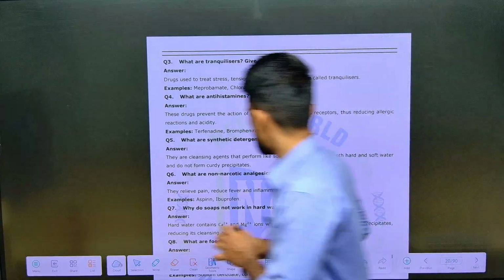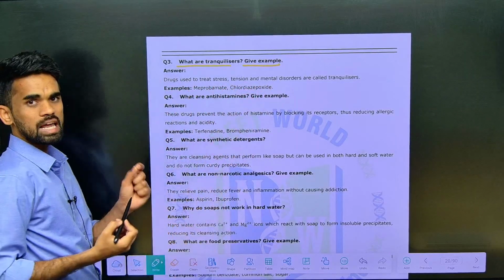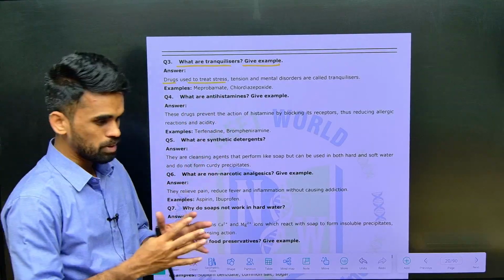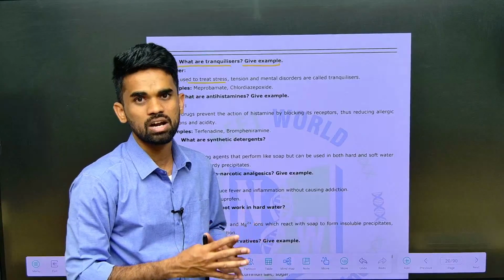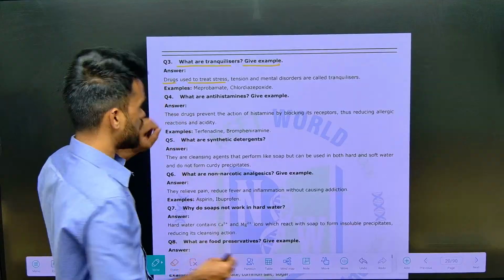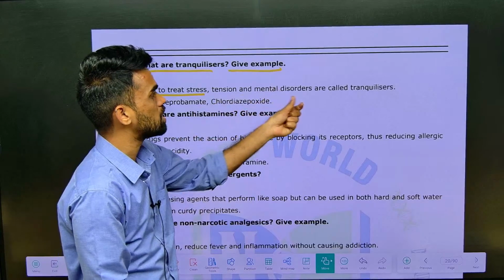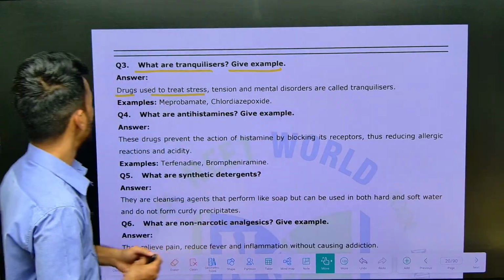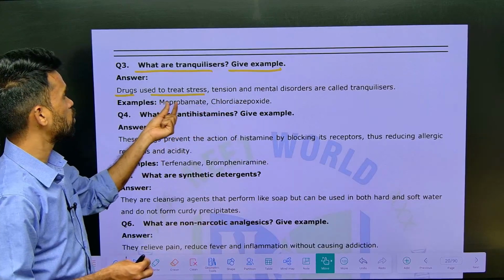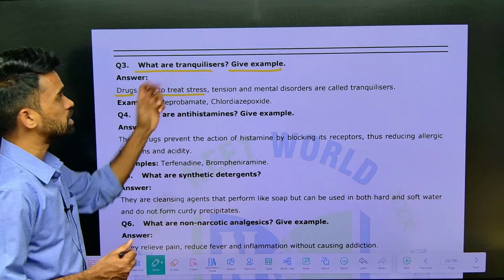The next question here is, what are tranquilizers? Give examples. Tranquilizers are drugs used to treat stress. Some people suffer with stress and anxiety, and that will be treated using tranquilizers. Drugs that are used to treat stress, tension and mental disorders are called tranquilizers. Examples are chlordiazepoxide and meprobamate, two drugs you can use as tranquilizers.